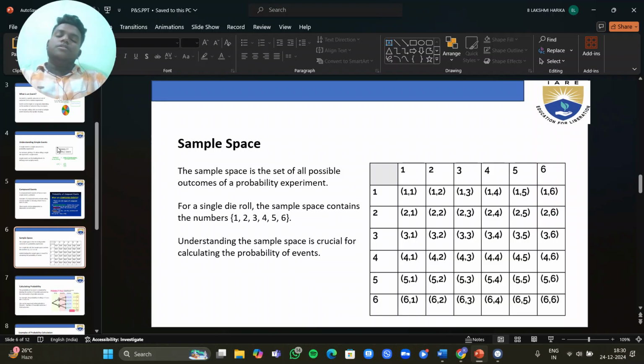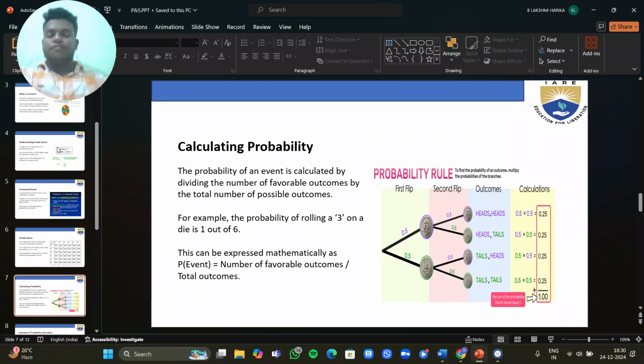Sample space. The set of all the possible outcomes, for a single die roll, the sample space contains the numbers 1, 2, 3, 4, 5, 6. Understanding the sample space is crucial for calculating the probability of events.